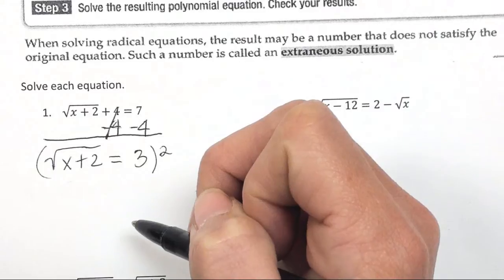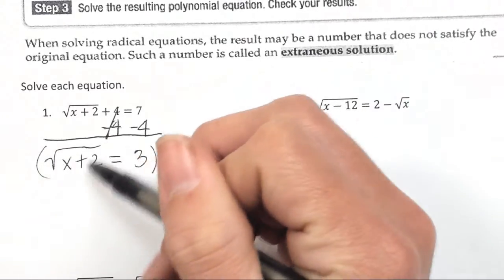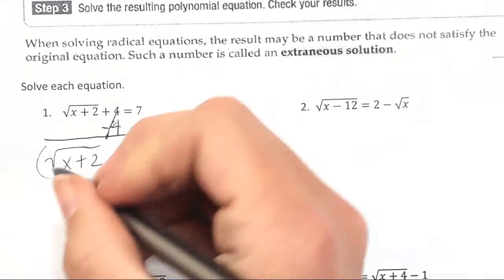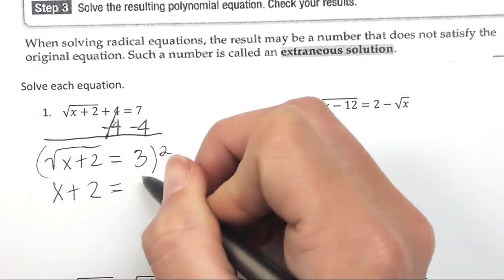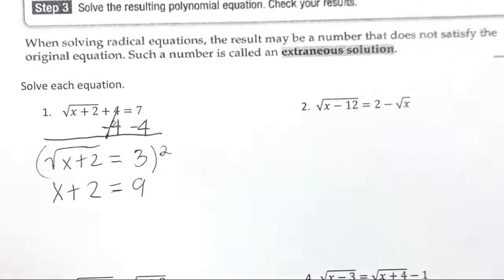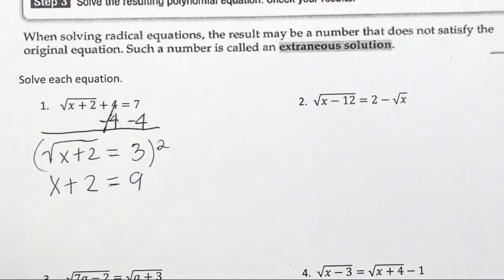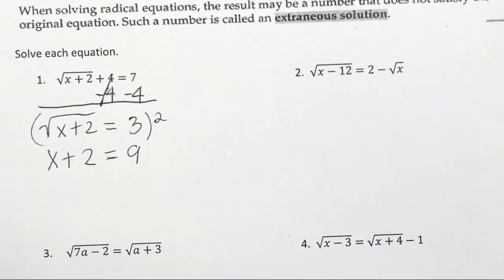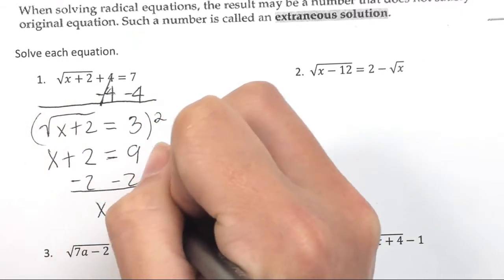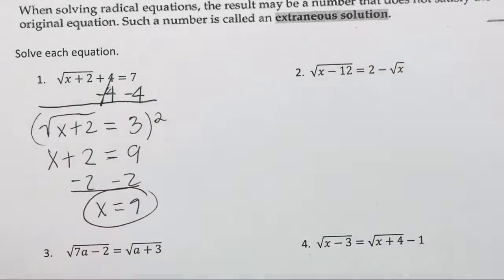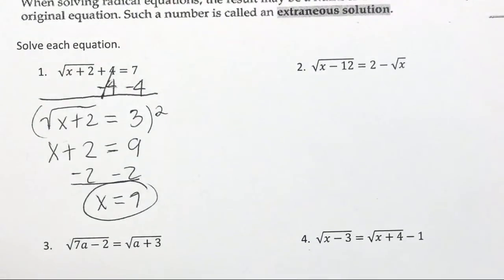The square root of x plus 2 times the square root of x plus 2 will just be x plus 2. That was the point of doing that, so we can take away the radical. And then 3 squared will be 9. And now it's easy to see that from here, all we have to do is subtract 2 from each side to get x by itself, so x equals 7. Or we think x equals 7.